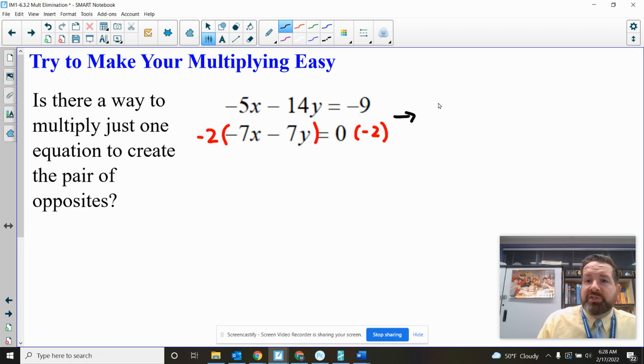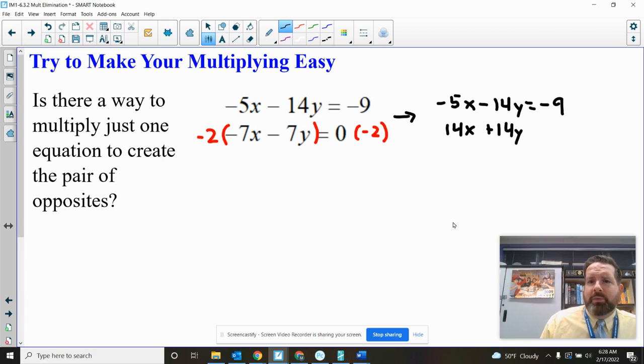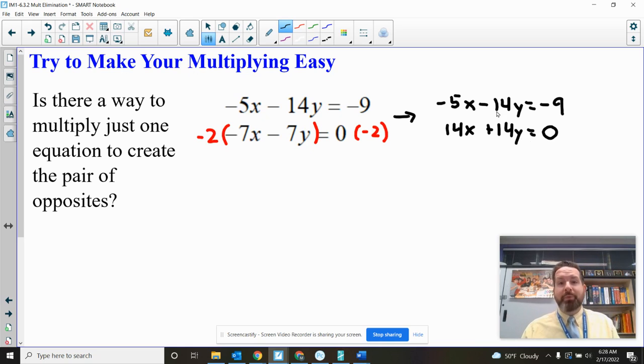So if we take the top equation and leave it alone, we didn't do anything to it, so it stays the same. But now on the bottom equation, -2 distributes through these parentheses. So -2 times -7x would be positive 14x's. -2 times -7y is plus 14y's. And over here, 0 times -2, that just stays 0. And look at that. Now we have an equation system with a pair of opposites, so we can use our elimination method. So we are going to finish this up.